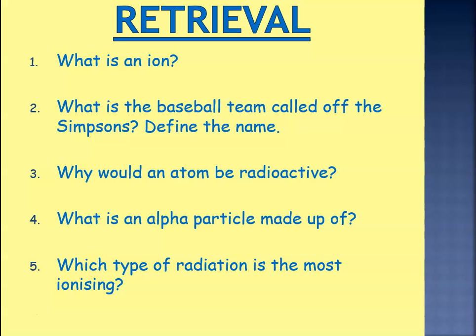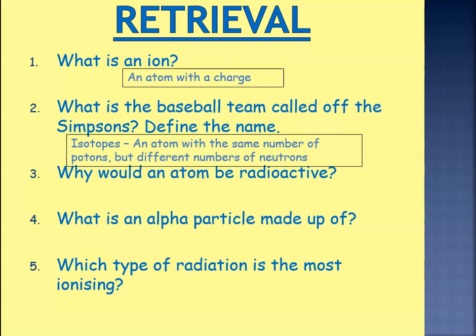Okay, question 1. What's an ion? Well, an ion is an atom with a charge. It would have an imbalance of protons and electrons, which means it's overall got a positive or negative charge. Question 2. What's the baseball team called off The Simpsons, and define the name? Well, that team is called the Springfield Isotopes. It's an atom with the same number of protons but a different number of neutrons.